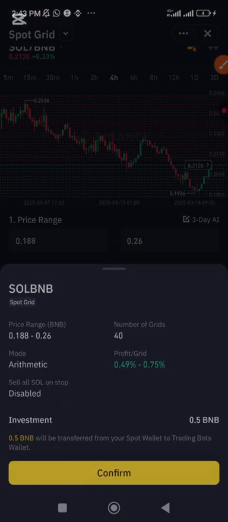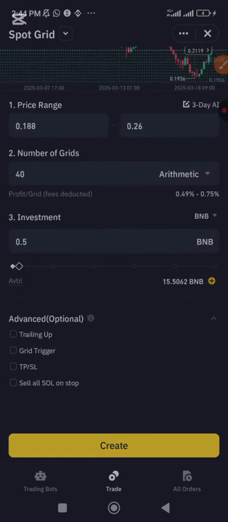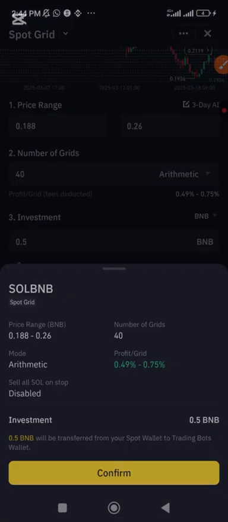You see, you can say okay, sell all on stop. That means once the bot stops working, maybe once it has gone outside the range, you can decide to sell all of it. There's an option to activate it here, but I'm not interested in any of those advanced options. So I proceed to create.